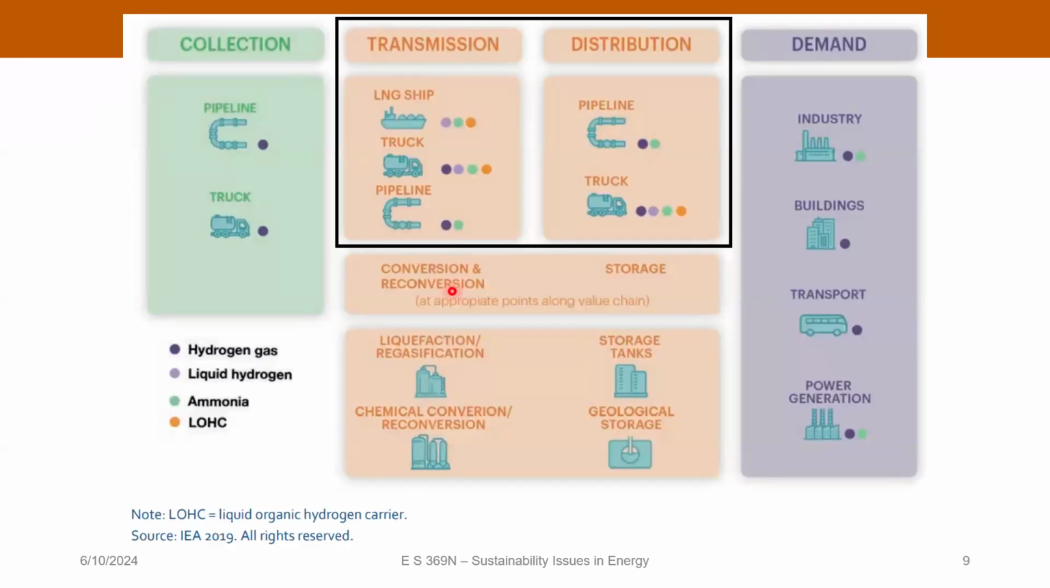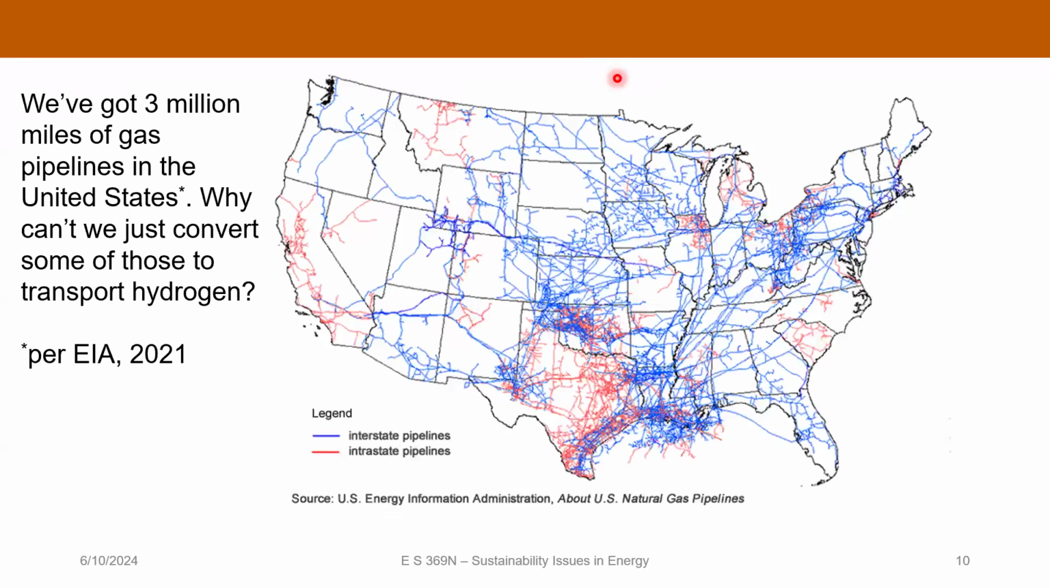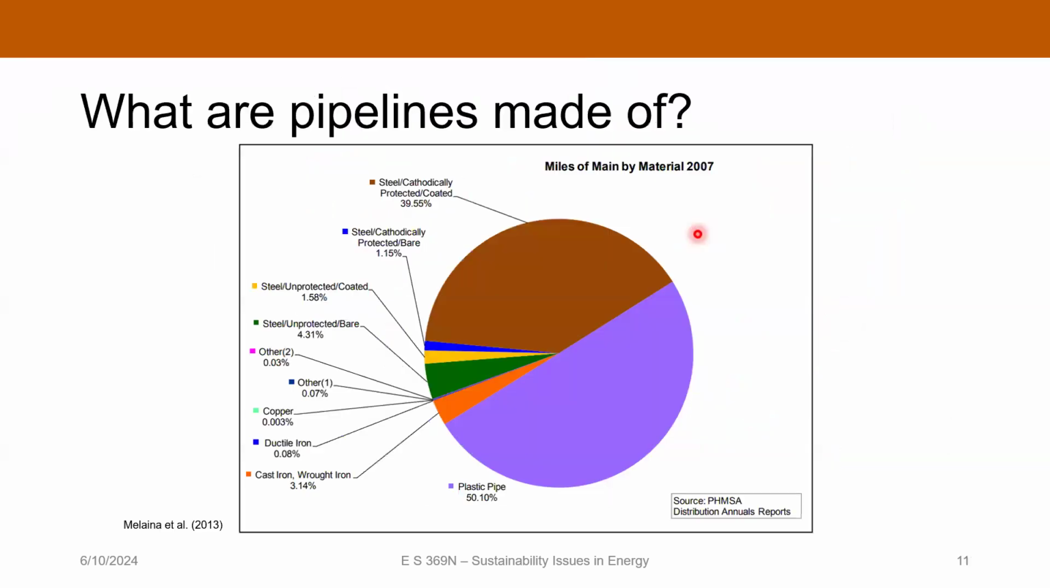Okay, so let's focus in on the pipeline issue a little bit more for the transmission and distribution. This is a map of natural gas pipelines in the US. We've got about 3 million miles as of 2021. And so, if you're thinking, okay, let's assume that we can just use those for transporting hydrogen, what's the problem with that? You can see that there's already a lot of existing infrastructure.